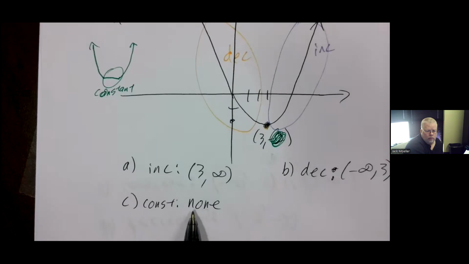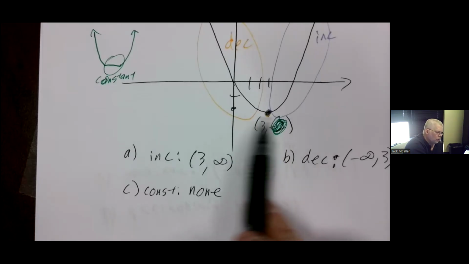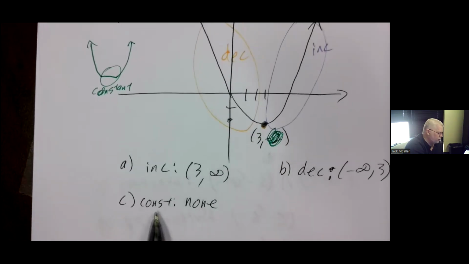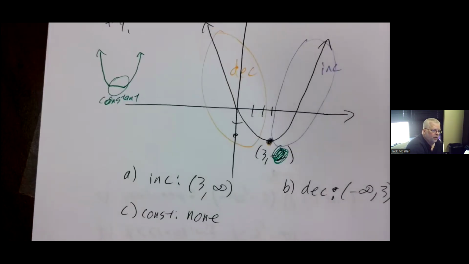And if we're going to check MyMathLab as always, I think they have an option for none or does not exist. When we get into MyMathLab, we'll see how they answer that. But there is no horizontal segment in this graph, so there is no constant part of this graph. It's just decreasing on the left, increasing on the right.